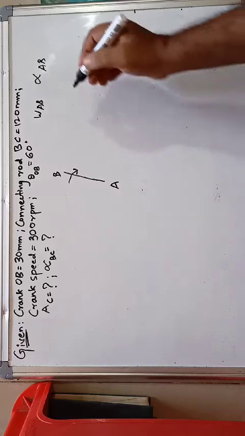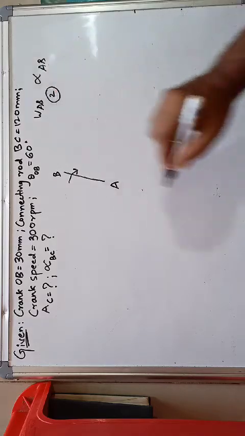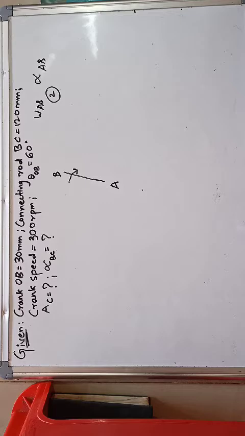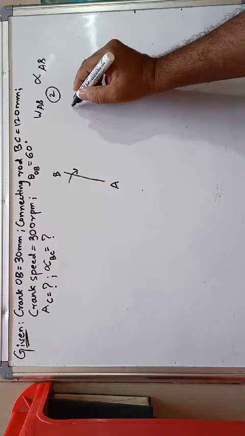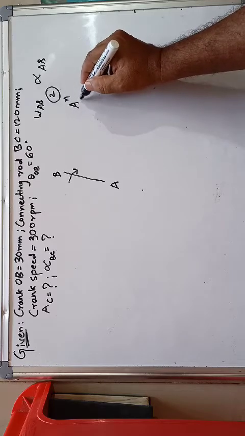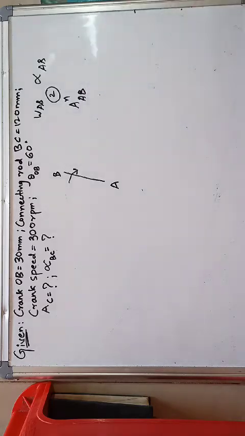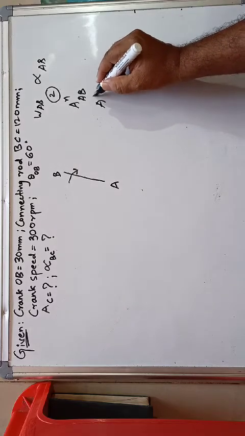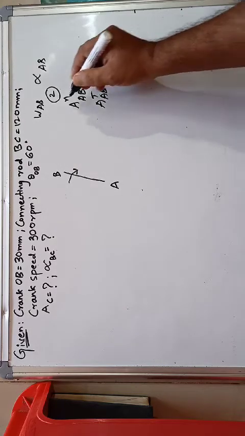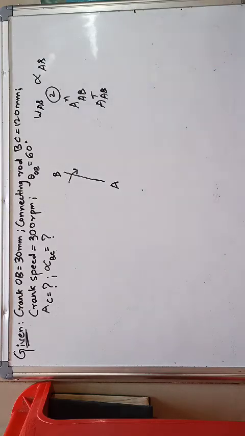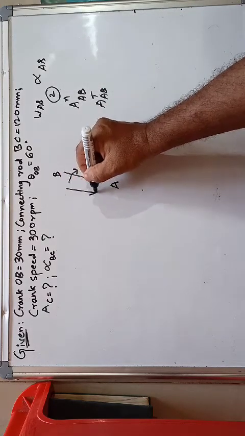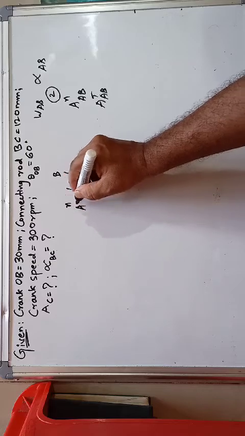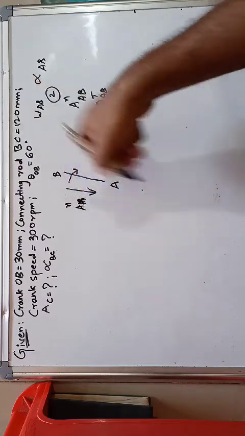The acceleration is again divided into two components, as we discussed. One is the normal component, the second one is the tangential component. The normal component is written as AN suffix AB, and the tangential component is AT suffix AB. This is the normal component, this is the tangential component. And the directions also I told. The normal component always acts in a direction parallel to the link AB.